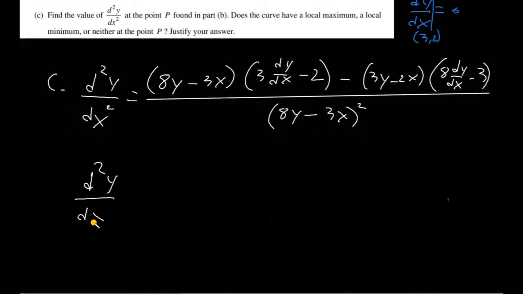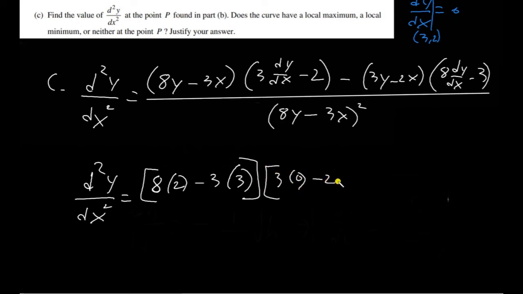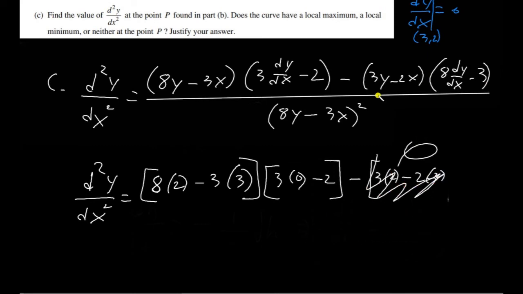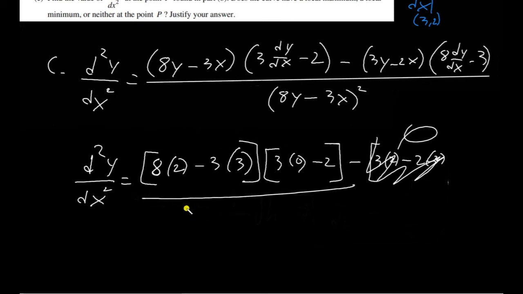The second derivative: we have 8 times 2 minus 3 times 3. That's the first part. And we're multiplying it by 3 times 0 minus 2, minus, well, 3 times 2 minus 2 times 3. And then notice that this is just 0 anyways, right? 6 minus 6. So whatever this part is, it doesn't even matter. This whole thing just goes to 0. And we're dividing it by 8y minus 3x, which is 8 times 2 minus 3 times 3, squared. That's the bottom part squared.